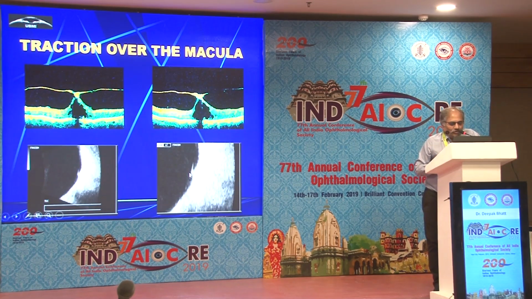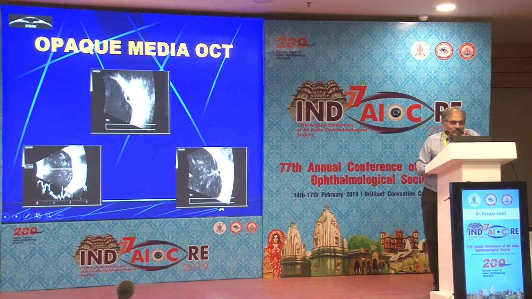You have to rely more on the OCT. Again, seen very well over here. So my idea is I call this opaque media OCT. What happens if there is vitreous hemorrhage? You can't do the OCT at all. What happens if there is a cataract? What happens if there is a corneal opacity? We can't do it. But in that stage, this 20 megahertz tells us what is the status of the macula.